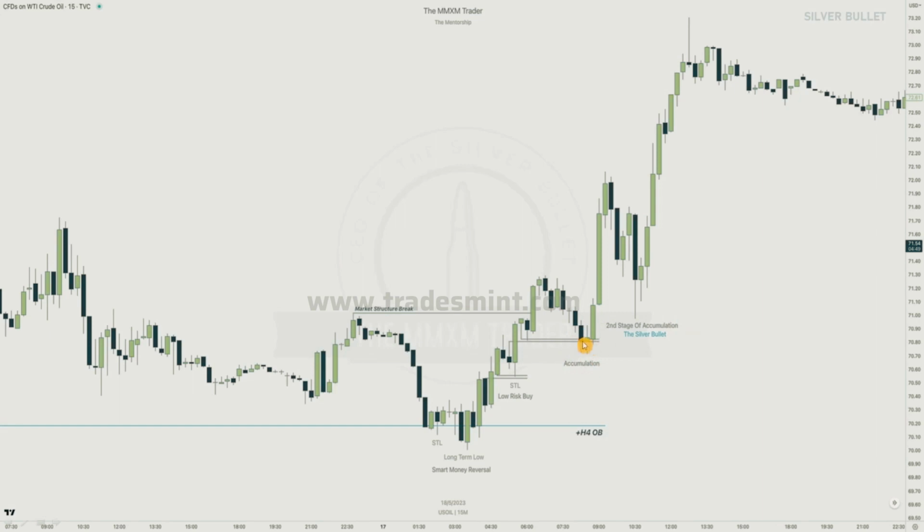We anticipate this low being formed, being the intermediate term low. Why? Because we take out this short term low, right? And then creating another short term low to the right of it.